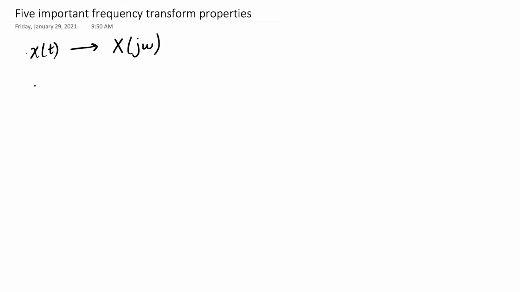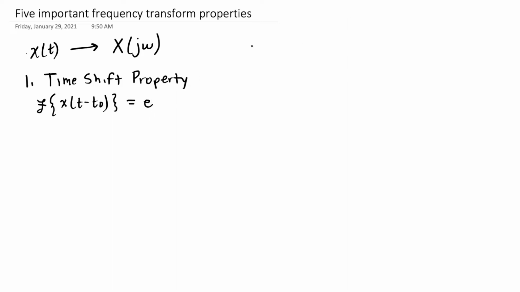The first property I'm going to talk about is the time shift property. The time shift property states that the Fourier transform of a time-delayed signal, a signal delayed by t0, is equal to this complex exponential multiplied by the original Fourier transform. The complex exponential is e to the minus j omega t0. You can think of the minus t0 multiplying the regular complex sinusoid e to the j omega. That's what we get out of the time shift property. It is a phase shift. A time delay corresponds to a phase shift that is a function of the frequency and the time delay.